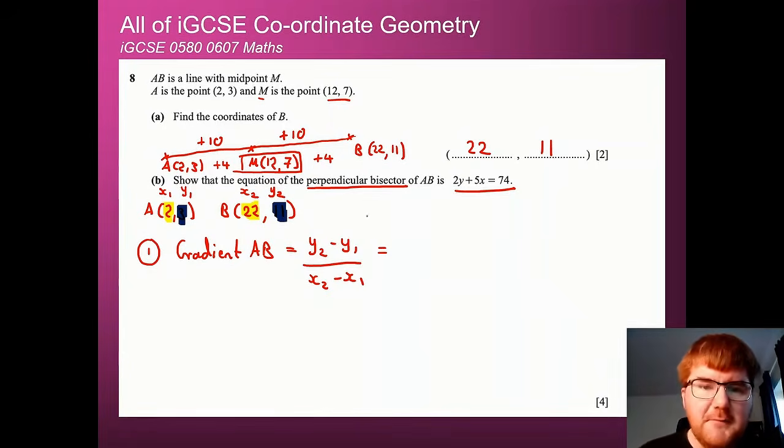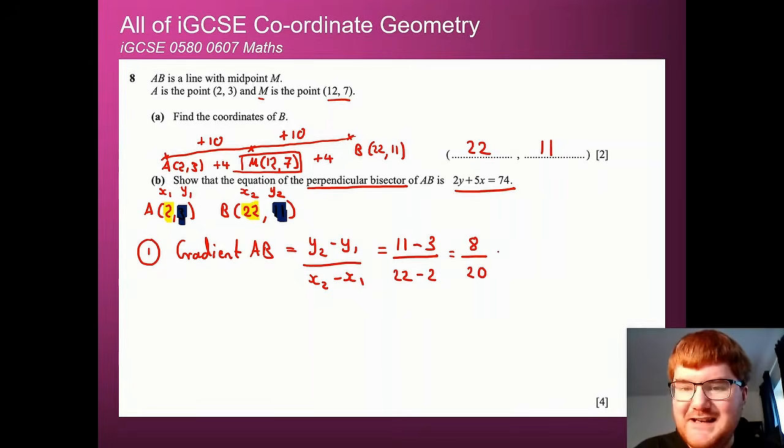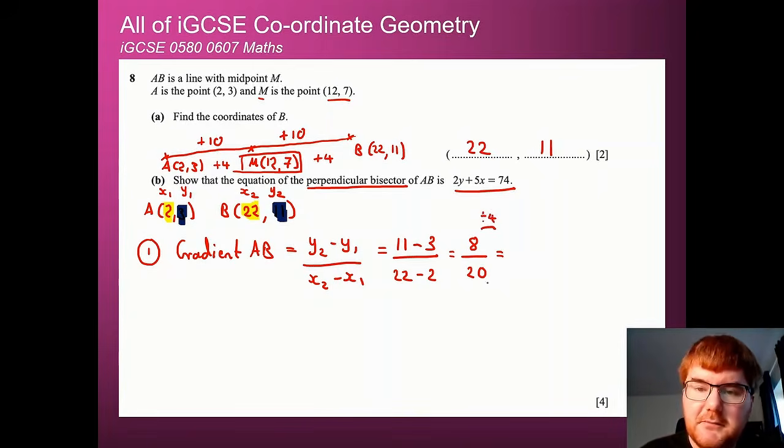So if we do this and follow this, we get y2 is 11, y1 is 3, and then x2 is 22. I'm just being very careful here. And then x1 is 2. So if we work this out, 11 minus 3 is equal to 8, and 22 minus 2 is equal to 20. And you should always simplify your fractions when you get the chance. Notice 4 goes into both here, so we're practicing other skills from the course. So we're going to divide top and bottom by 4 to get a simplified fraction.